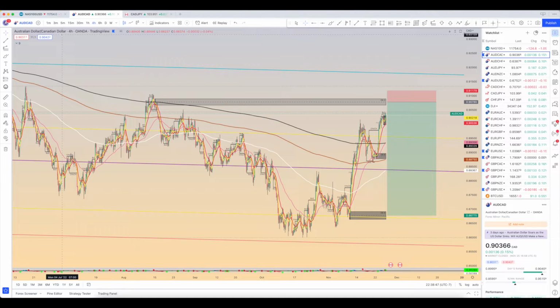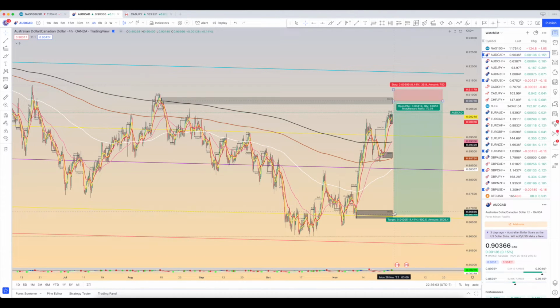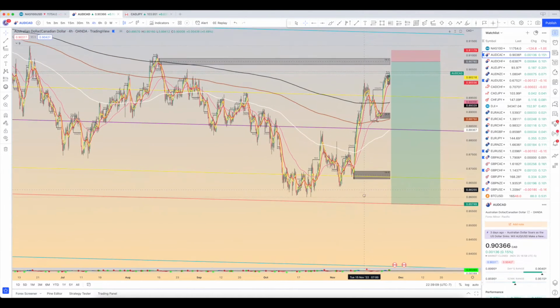So AUD had its move upwards, and as we see how the structure is set, that's just its typical pullback before it continues on its way down. What I can see is this potential trade right here. Now, a safe trade would be to about that target. A nice long-term trade could go even longer, right?